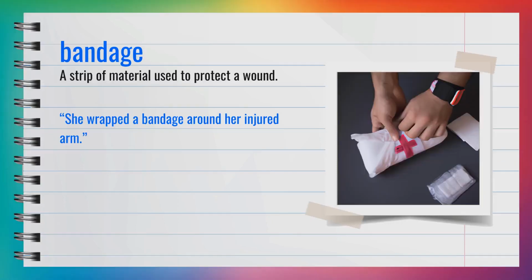The word bandage. Bandage is a noun. A bandage is a strip of material used to protect a wound. An example sentence would be, she wrapped a bandage around her injured arm. So a bandage protects a wound.